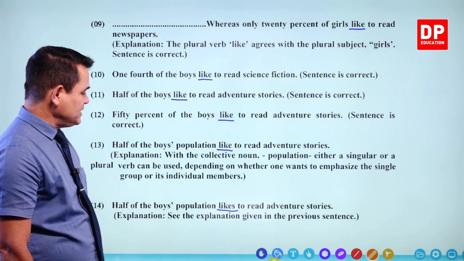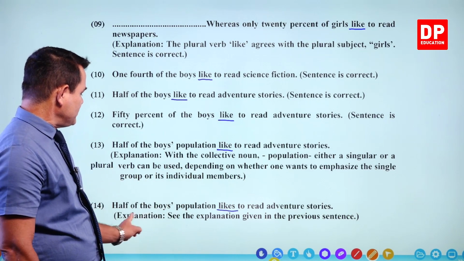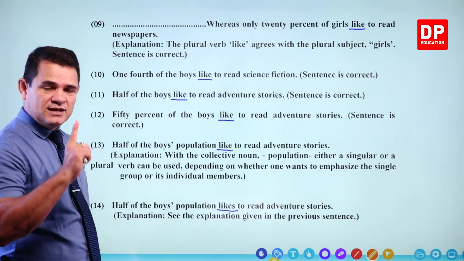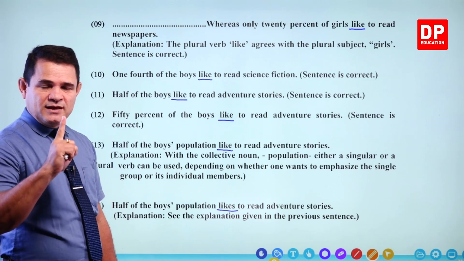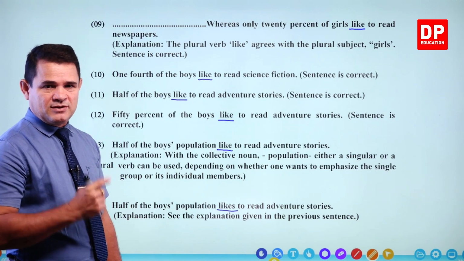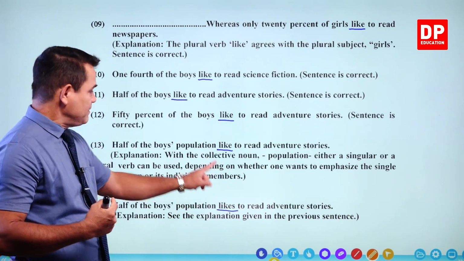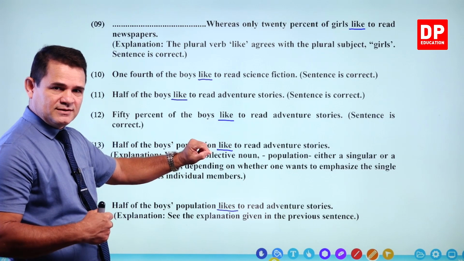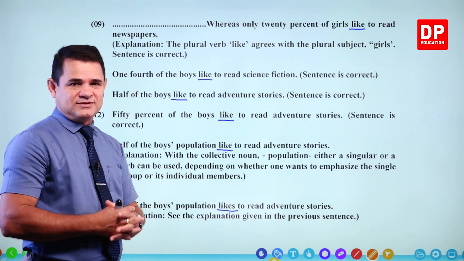Explanation. See the explanation given in the previous one. Here, "half of the boys population likes" means you are talking about the individual members in this group, about a single member within that group. So single units. There we used singular, here we used plural. Right? See, it's very tricky and challenging, interesting as well.